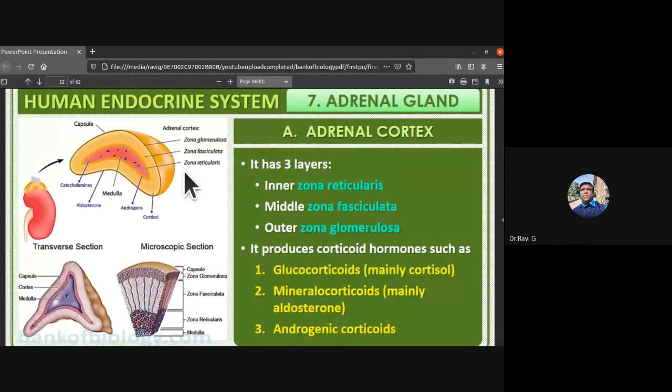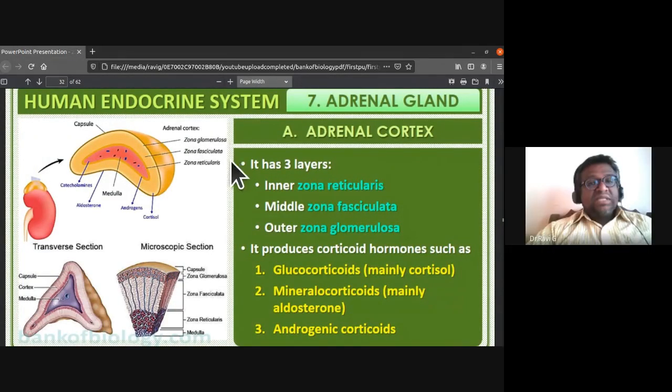The adrenal cortex has three zones: zona glomerulosa, zona fasciculata, zona reticularis. R stands for reticularis. So GFR is how you remember the three zones. The outermost zone is glomerulosa, the middle zone is the fasciculata, and the inner zone is zona reticularis. So these are the three layers of the adrenal cortex.